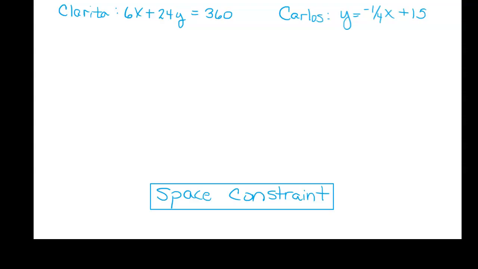In this task, you're asked to show the steps that you could use to turn Clarita's standard form of the equation into Carlos's slope-intercept form of the equation, and explain why you're able to do each of the steps that you need to do. The second part of the first question asks you to do the same thing, but now you're starting with Carlos's y-intercept form, and you're converting that into Clarita's standard form of the equation.